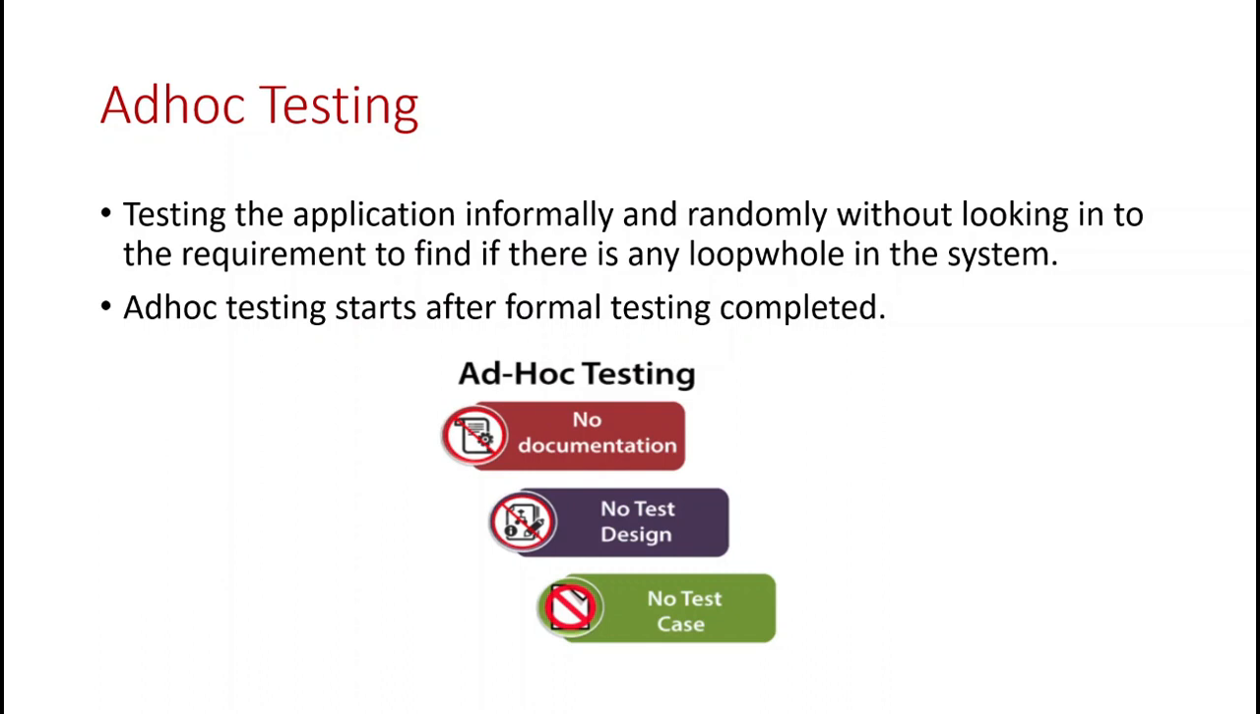In unit testing, integration testing, and system testing, we are testing the application according to the requirement. As per the customer requirement, we are testing the application and we are getting the defects. But in Adhoc testing, we do it informally, randomly, without looking into the requirement. We are not checking the requirement document to do the Adhoc testing. We are testing here randomly and we are trying to break the code. So that is the purpose of Adhoc testing.